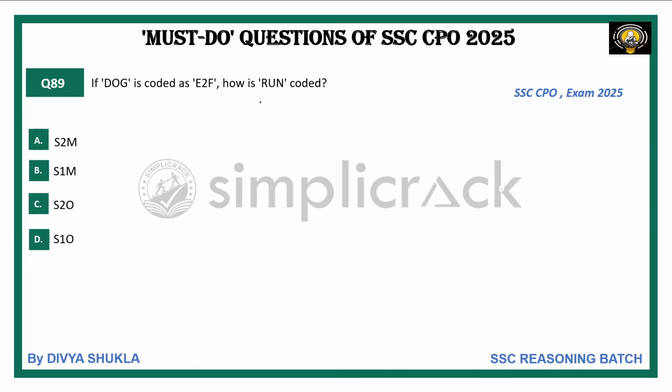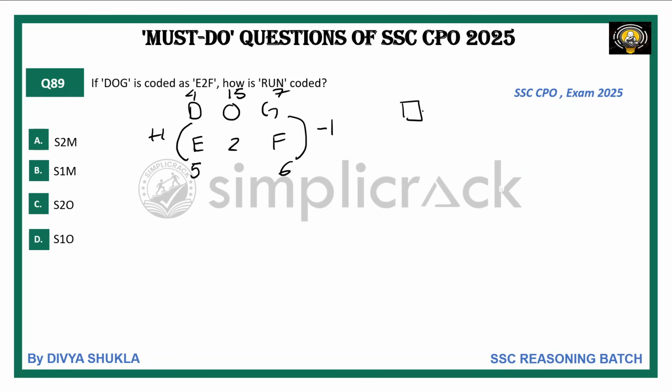If dog is coded as E2F, how is run coded? So I am having dog. Dog is coded as E2F. Now dog: D place value 4, O place value is 15, G place value is 7. And this is 5 and this is 6. So you can see that I am adding 1 in the place value of D, and I am subtracting 1 from the place value of G. So I'm having 3 letters, because run is also 3 letters. That means in the first one I am adding 1, and in the last one I am subtracting 1.